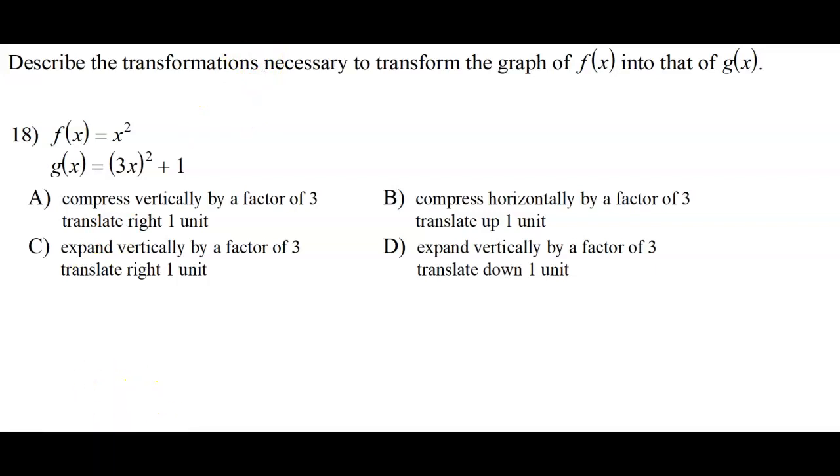All right. For number 18, I can see our transformations are, we have a 3 here, and we also have a plus 1 here. Now, whenever you have a 3 being multiplied inside the parentheses, since 3 is bigger than 1, that would be a horizontal compression. And once again, I only see one option here that gives me a horizontal compression. So this must be the answer. The plus 1 is outside the parentheses. So that's a vertical thing. And when you add 1 outside the parentheses, it's a translation up. So the answer to this one would be option B.